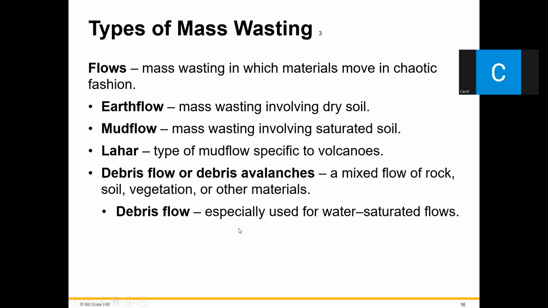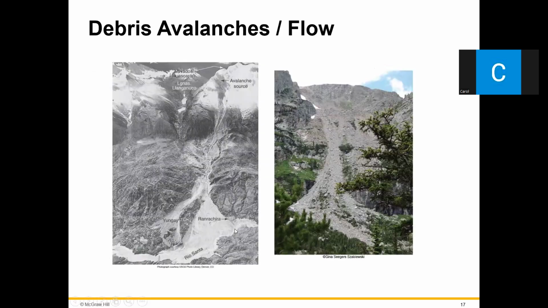Debris flow, we use this especially for water saturated flow. These things look like walls of water coming at you, but there's so much stuff in that water, all this soil and rocks, that it's like a wall of mud coming at you. With debris flows, you can have vegetation and any other material that the water picks up. They usually come down a ravine or canyon, almost like a natural waterway. I should have gotten a video and added this for you, but Google debris flow video and you'll find it. It does look scary.